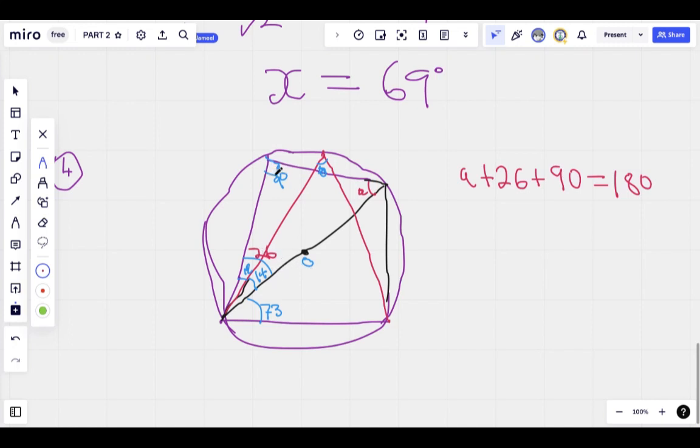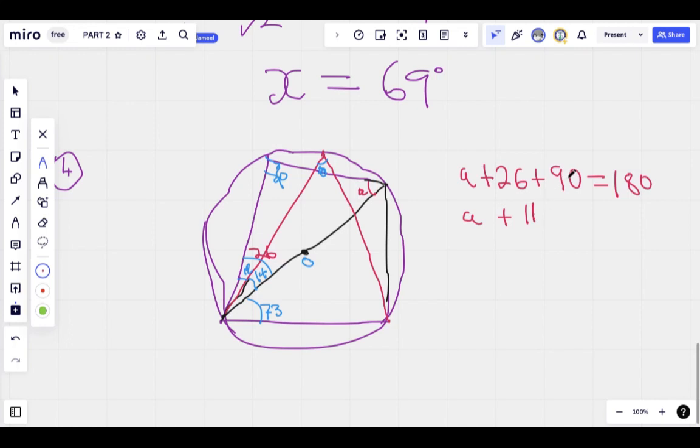And I already know this is 90 because any angle on the circumference standing on the diameter is 90 degrees. I already know that rule, it is a rule in circle theory. I don't know here, so I call it A. So A plus 90 plus 26 is equal to 180. So I can find my angle A simply, and then I move on. So A plus this, I get 116.